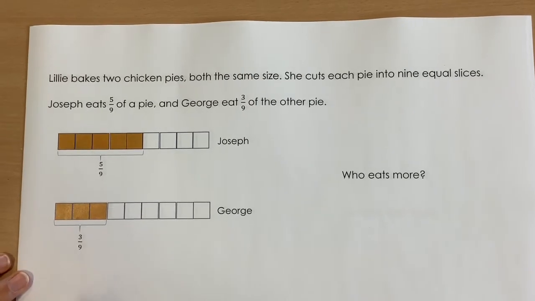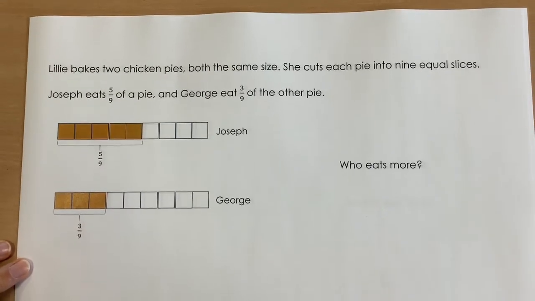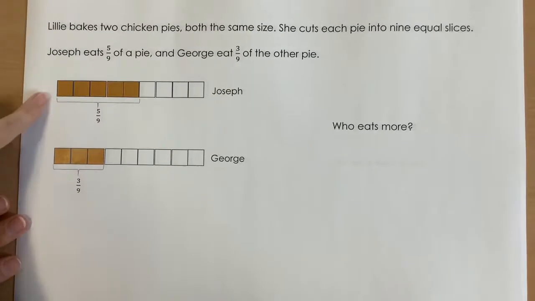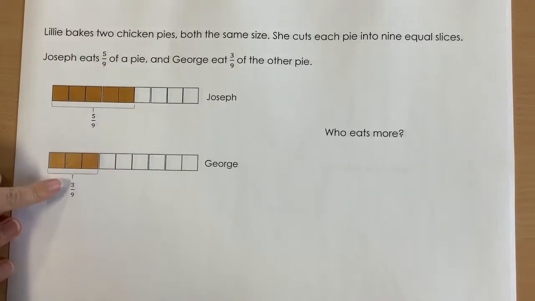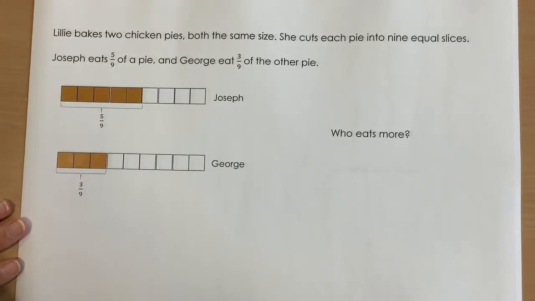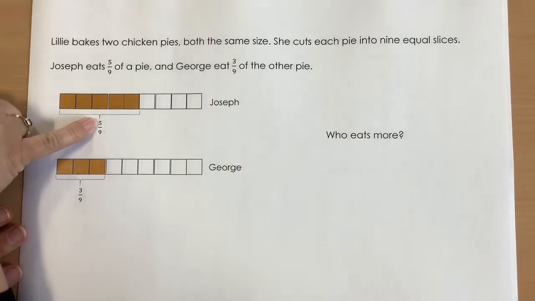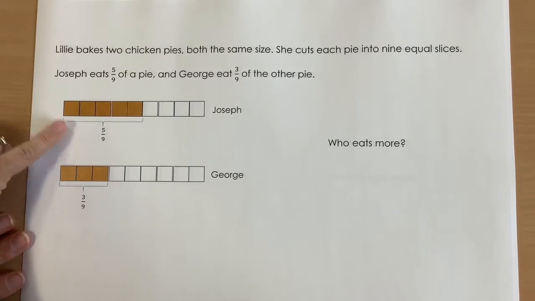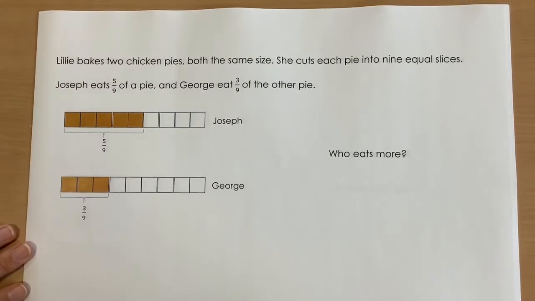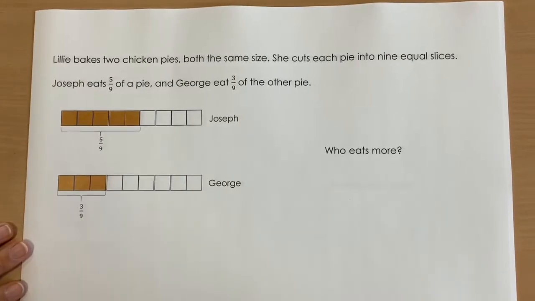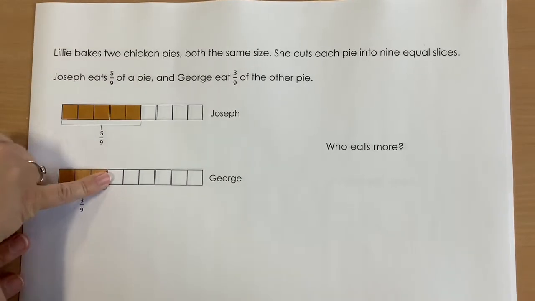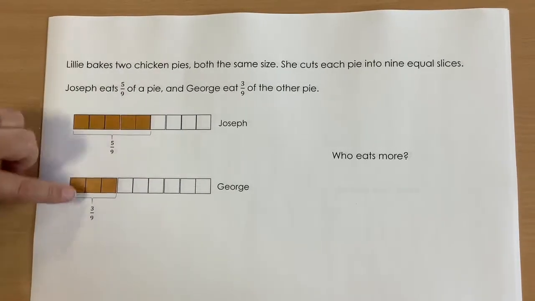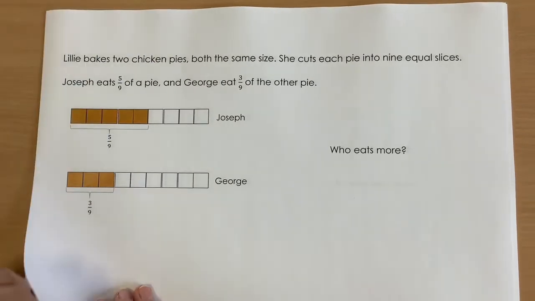So have a think about it, who eats more? Well, we know that we've got the same denominators, the pies are the same size, so we look at the numerator to tell us which is more. And I know, and I'm sure you know, that 5 is more than 3, so Joseph eating 5/9 of the pie eats more than George, who eats 3/9. You can also see that on the model, so not only do we have the numbers, but you can see on the model that Joseph has eaten more than George.